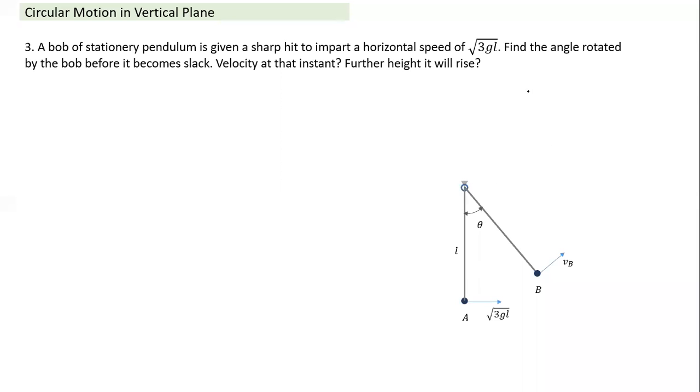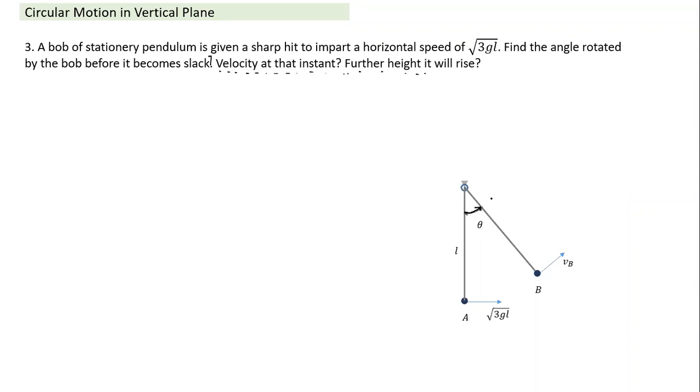Since it will not complete, somewhere it will stop having circular motion and the string will become slack. So we need to find the angle rotated by the bob before it becomes slack. This is the angular position, marked like this. We need to find the value of theta, the angle it will rotate before the string becomes slack. And what is the velocity at this instant? This is an extension of the question, so some of you can try. We will not do this part here. And what further height will it rise? Let's do this part first.